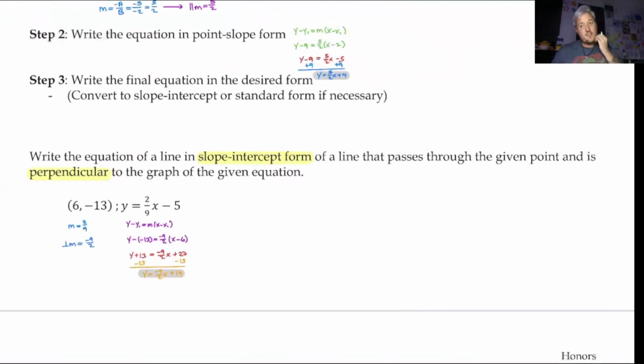So the big idea here is just recognizing when to keep the slope the same and when to do the opposite reciprocal. That's really the only new thing that we're doing. Everything else is using point slope form or standard form or whatever that we've already done.